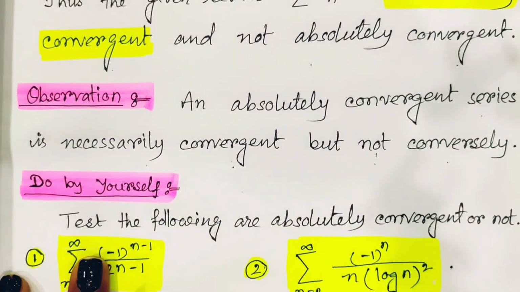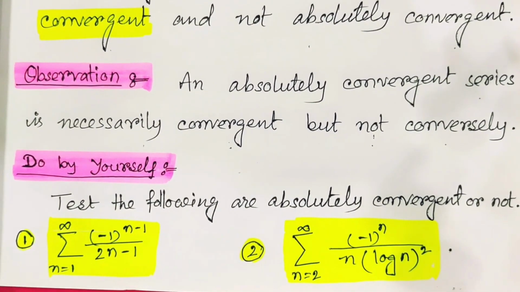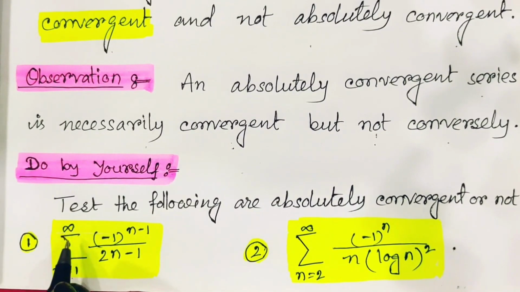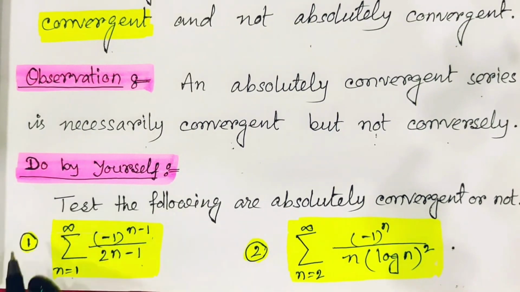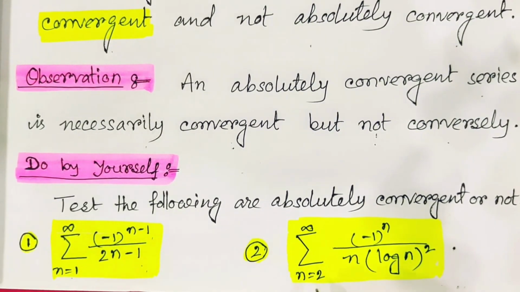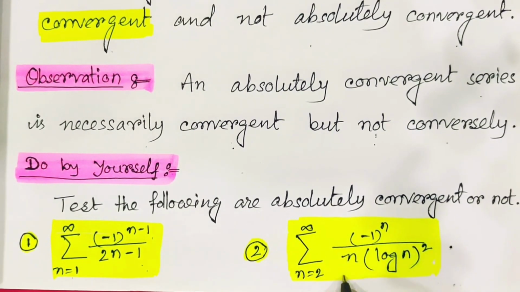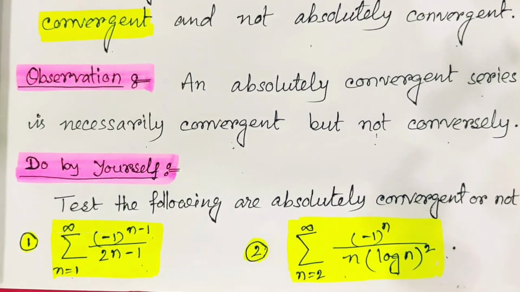It is a do-by-yourself question for you, and the question is: test whether the following are absolutely convergent or not. The first series is summation of n from 1 to infinity of minus 1 to the power n minus 1 divided by 2n minus 1. This is your first example. For the second one, it is summation n from 2 to infinity of minus 1 to the power n divided by n into log n whole square. These two are the questions which you should do by yourself, and write the answers in the comment box of this video.